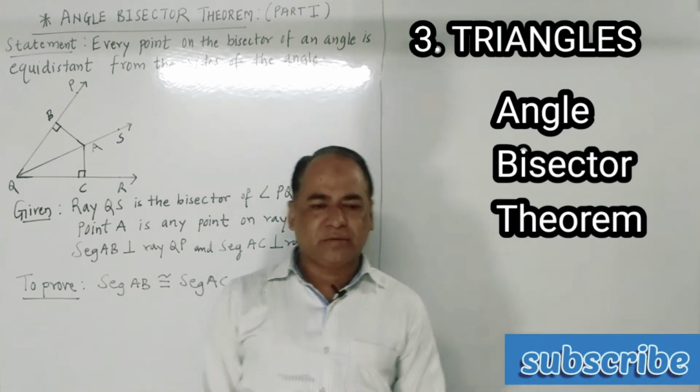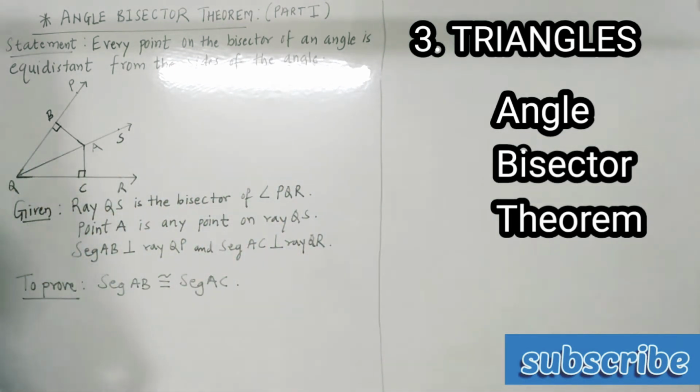Dear students, today we'll learn the most important theorem in geometry, that is the angle bisector theorem in the chapter triangle. Now, the statement of the theorem is: every point on the angle bisector of an angle is equidistant from the sides of the angle. So, in the diagram here, this is the angle bisector.